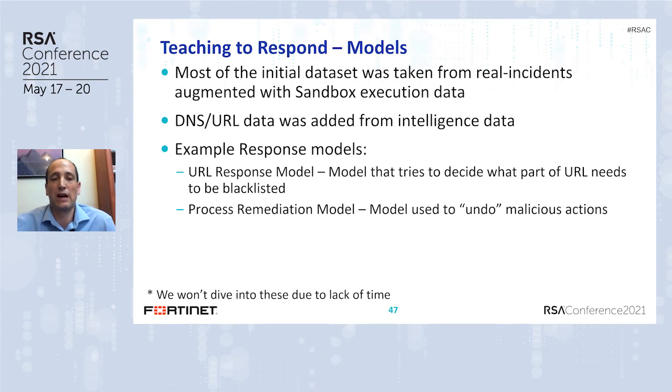So we won't be able to dive into the exact model here, again, due to lack of time, but the sources are pretty much similar. We used real-world scenarios, sandbox data, and emulators, and also DNS and URL data from intelligence. There are multiple models here, but some examples that we are using are URL response models, which try to decide which part of the URL needs to be blacklisted or whitelisted if needed, and another one to decide what needs to be done to remediate a threat.